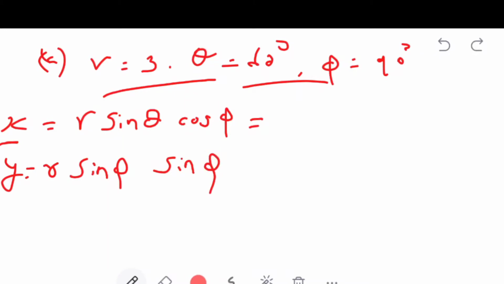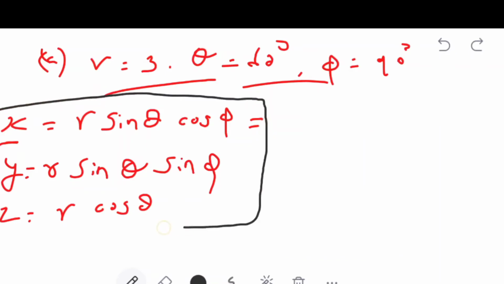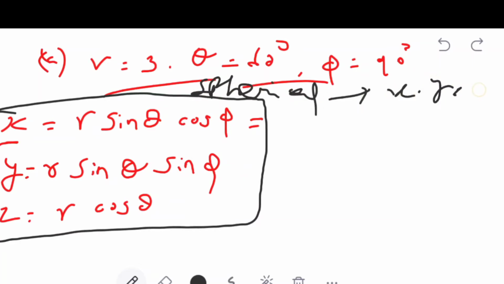Previously also we have to remember. Y equal to r sin theta sin phi. Z equal to r cos theta. These three formulas we have to remember carefully, to convert spherical coordinate system to Cartesian XYZ coordinate system. Take a screenshot of these formulas: r sin theta cos phi, r sin theta sin phi, r cos theta.